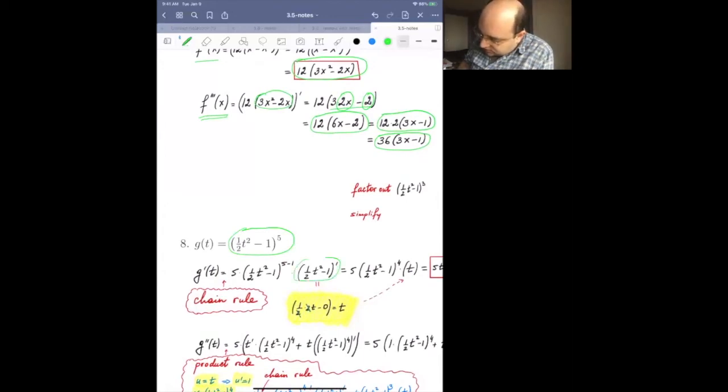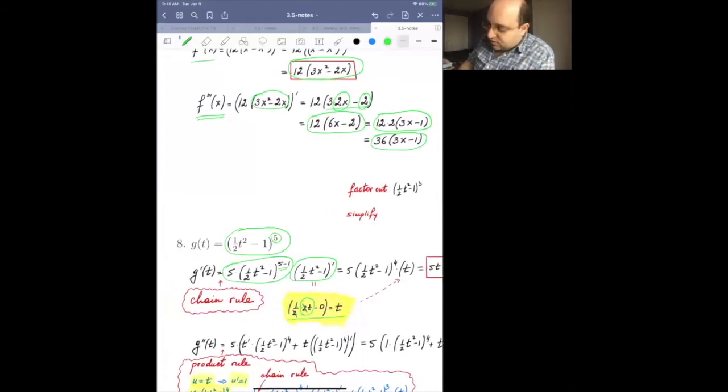So that's the inside. The derivative of the inside is equal to 1/2 times the derivative of t squared, which is 2t, right? Minus the derivative of 1, which is 0. If I calculate that, it will be equal to t. And then the derivative of the outside function, we just find using the power rule. It's 5 here, times 1/2 t squared minus 1 to the power 5 minus 1. So that's what we get with the chain rule combined with the power rule.